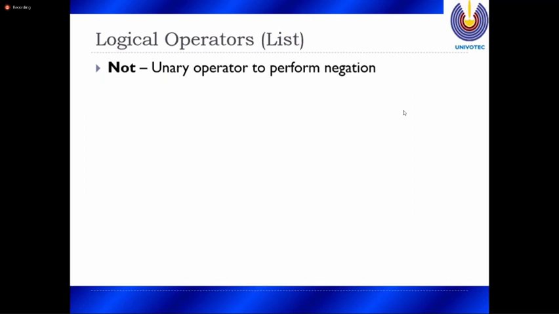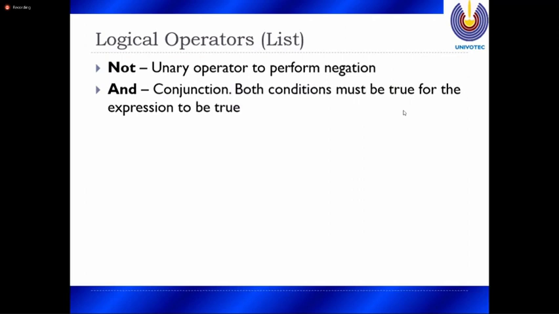Okay, NOT is the unary operator to perform negation. Negation means the opposite. If your condition is true, the result is false. If your condition is false, the result is true. That's a NOT. And conjunction: both conditions must be true for the expression to be true.